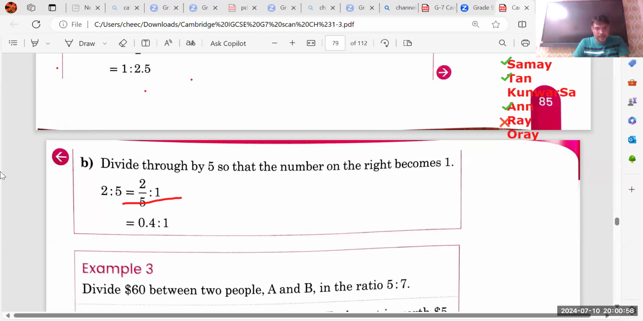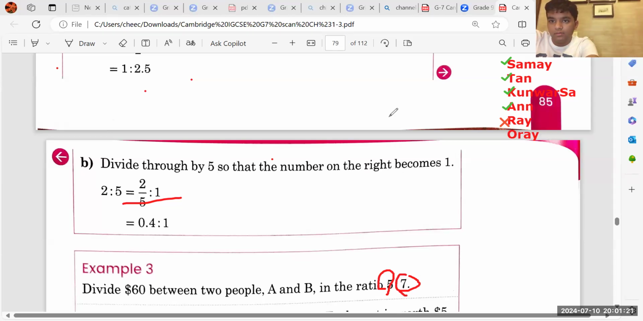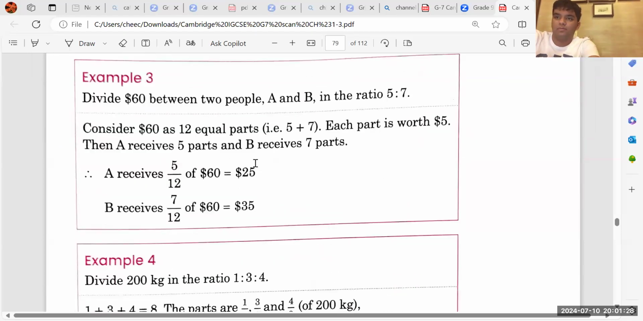Versa, it's correct. So Ray, you probably made a mistake in calculation. So when you do 3x, 5x plus 7x equal to 60, 12x will be 60. So x will be 5. So 5 into 5, 25, 7 into 5, 35. Then I wrote that only. You wrote 20. Oh, sir, because I had calculated 25.